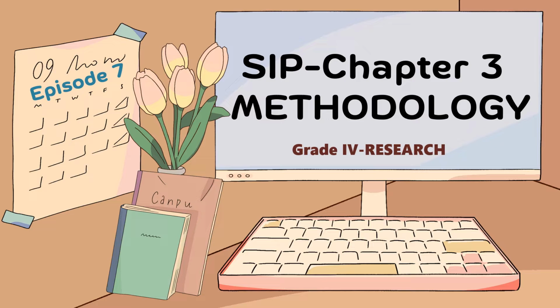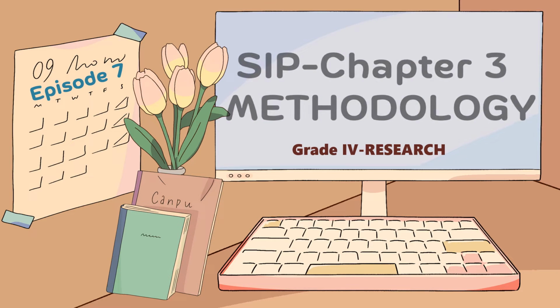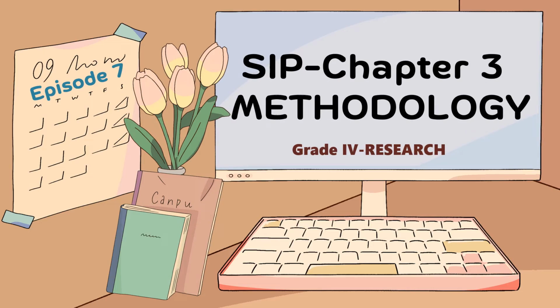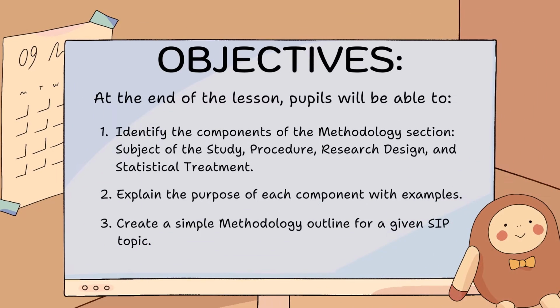Today, we're diving into one of the most important chapters of your SIP, Chapter 3, Methodology. At the end of the lesson, pupils will be able to: 1. Identify the components of the methodology section: subject of the study, procedure, research design, and statistical treatment. 2. Explain the purpose of each component with examples. 3. Create a simple methodology outline for a given SIP topic.